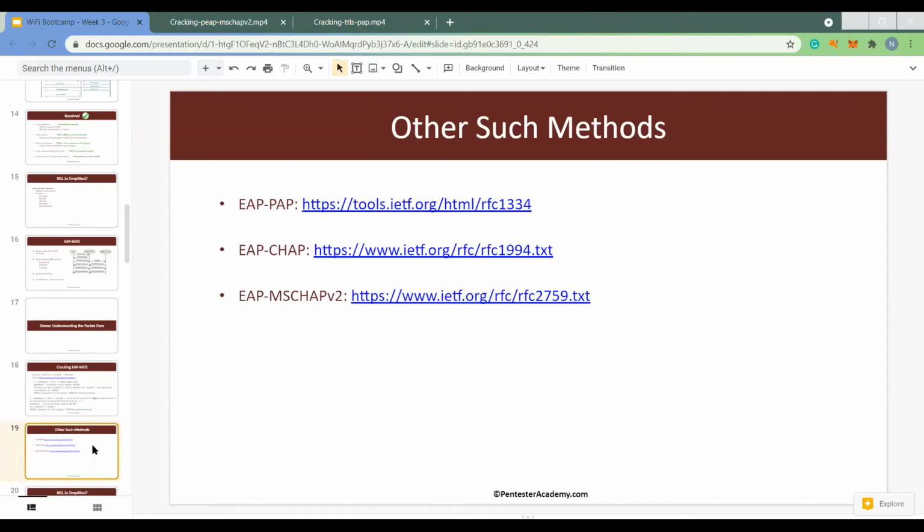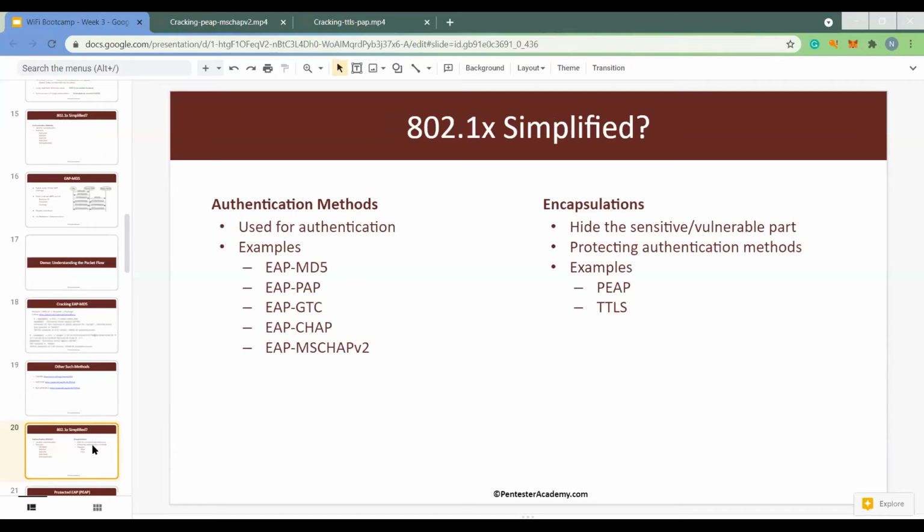So what we have observed is if you use these authentication methods directly, there are a lot of problems that can come. And so we need something which will actually protect that. And that something is the encapsulation part. So we observed this when we are using EAP MD5, EAP PAP, GTC, right? And you will see all of these examples in the lab also. You will do the labs and it will become more clear to you when you do it by hand.